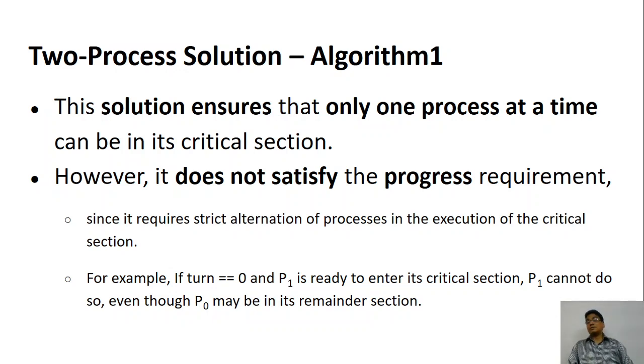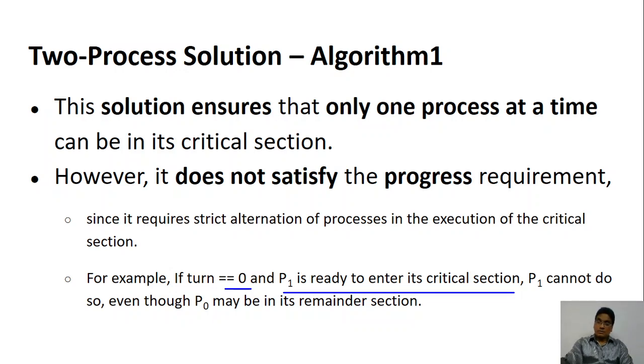However, this process does not satisfy the progress. I told you there must be continuation. What is the problem? Why is progress not allowed? So let's look at this one. If the turn value is 0, that is the 0th process is supposed to run, and P1 is already there and wants to enter into the critical section. So P1 cannot enter until P0 goes and changes the value.